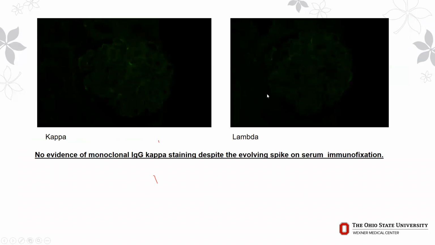But kappa lambda, again, I did not see. Just like the IgG had disappeared, kappa lambda also showed no staining. So despite that new monoclonal IgG kappa spike in the serum, we did not see any light chain restricted staining on tissue. The subtype staining was also negative, to a surprise.